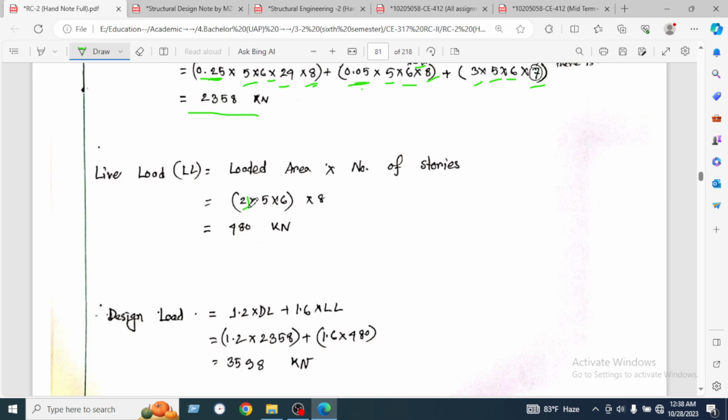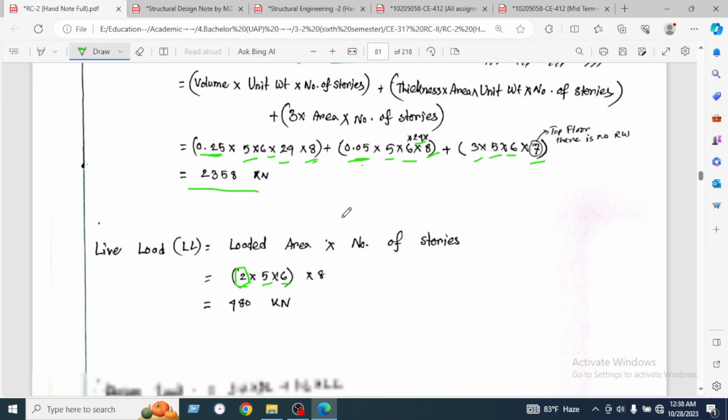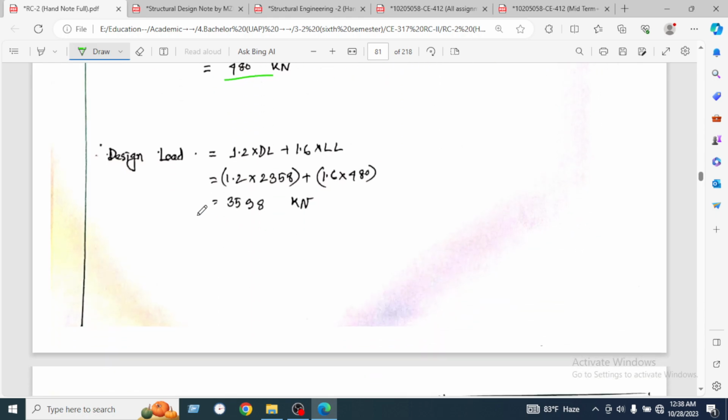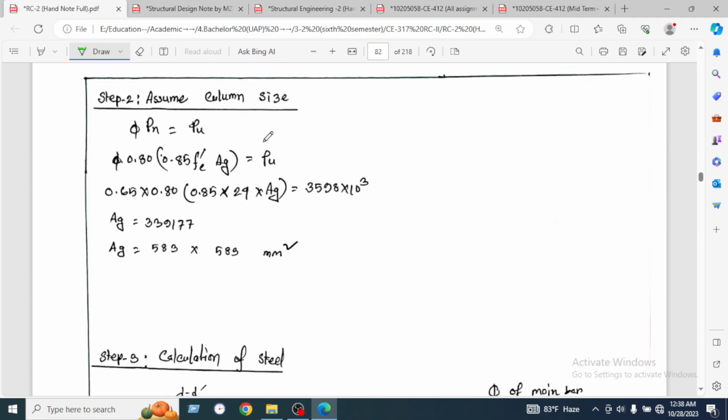The live load equals loaded area into live load, 2 kilonewton per meter square, taken from the code ACI 318 or ASCE 7-05 or BMBC or other local code. 5 into 6 is the tributary area we have seen here, and 80 into number of stories. So the live load is 480 kilonewton. So design load is 1.2 dead load plus 1.6 live load, which is 3598 kilonewton, and we will assume the column size which is 0.65 into 0.80, 0.85 f'c Ag.